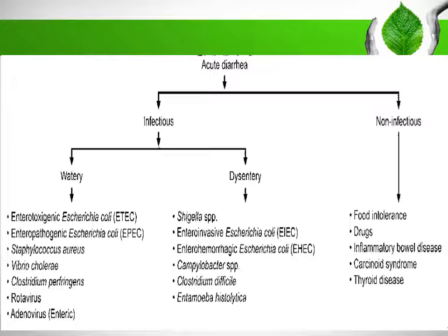which is chronic diarrhea, and you have also thyroid conditions, especially hyperthyroidism. So we have to check TSH if diarrhea persists after 4 weeks. If we look at the infectious causes, we can see watery diarrhea and dysentery. For dysentery, we have bacteria, and for watery diarrhea the majority are viruses, but we can see some bacteria like Escherichia coli acting through their toxins.